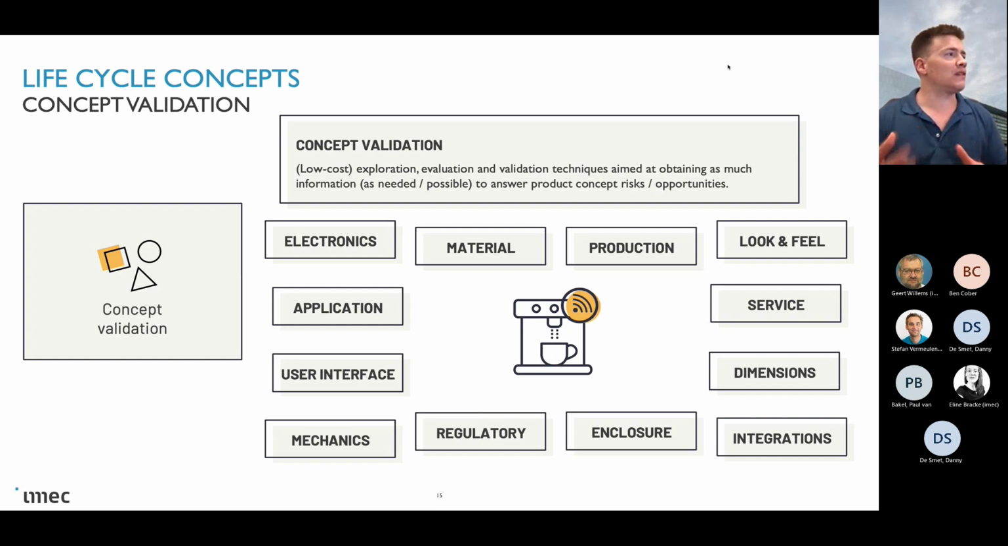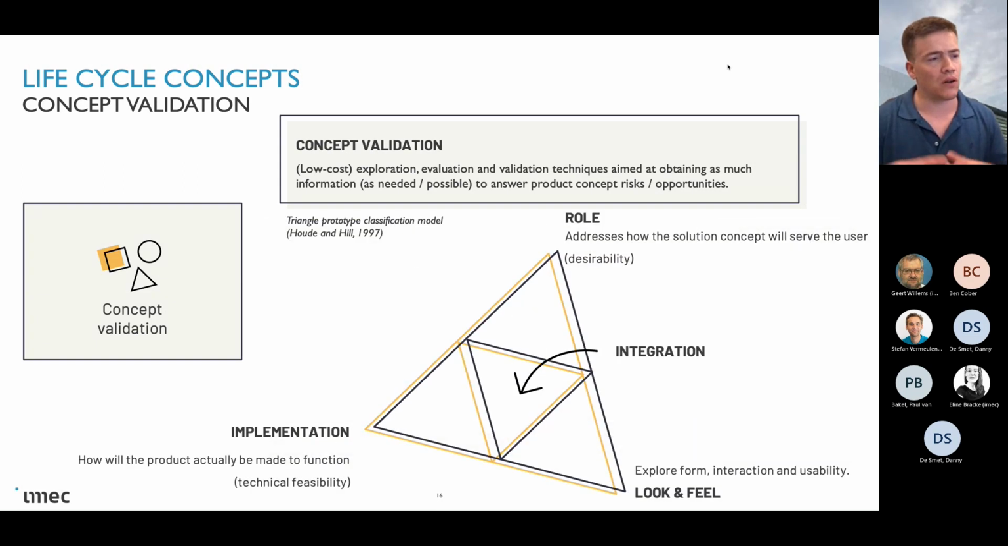If we're thinking of prototyping with the idea of validation, I think there are three very important parts, or let's say, three types of prototypes. So you have everything related to the role. Basically, that addresses how the solution concept will actually be used or will serve the user or customer. We have the look and feel part, so that's form, color, interaction, usability, let's say your own branding, and that's looking at how this shall actually look. And then we have the implementation part, which is the functionality of that prototype.